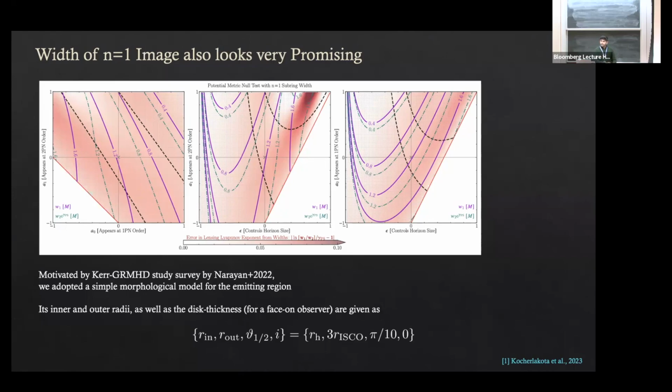Because in principle you could measure the R in and the R out in n equals 0. Yeah. And then you can, but you can't measure the beta 1/2. Yeah, exactly. Right.